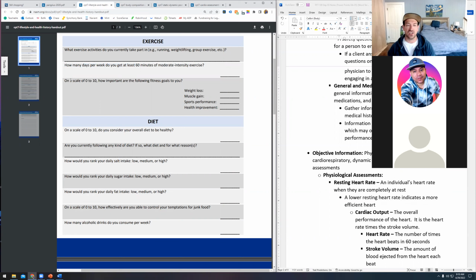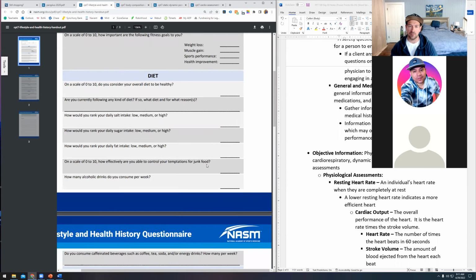I like this section here. It says, on a scale of 0 to 10, how important are the following goals? Weight loss, muscle gain, sports performance, health improvement, right? That's going to do a good job of telling me where their priorities are. And it makes it kind of number based, which is nice, and that way I understand a little bit about where my client's coming from.